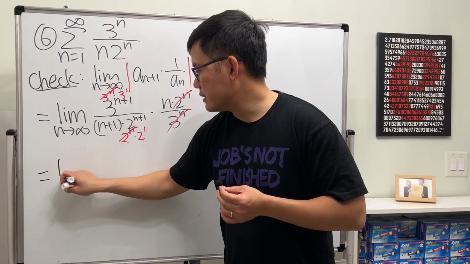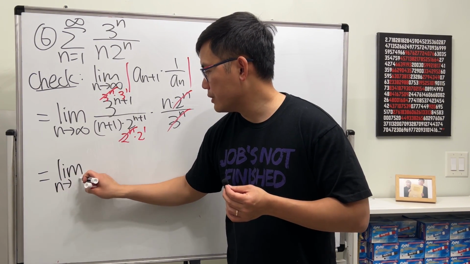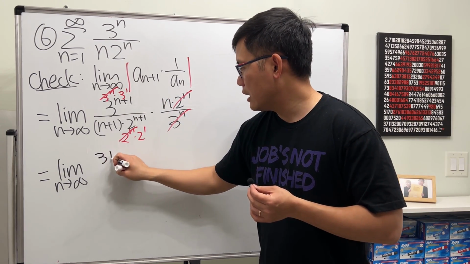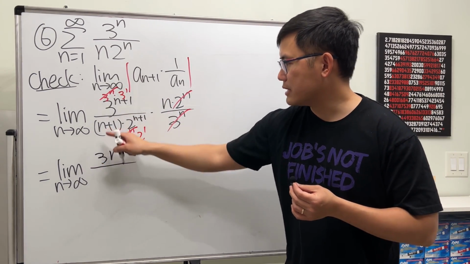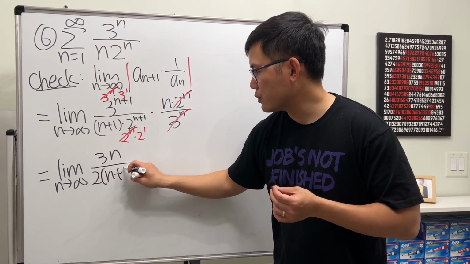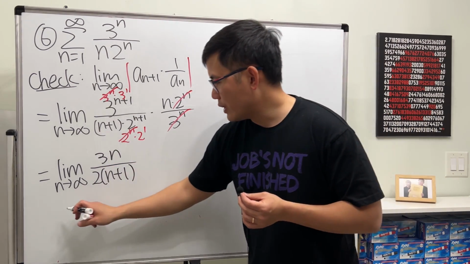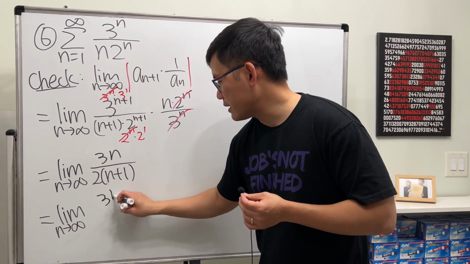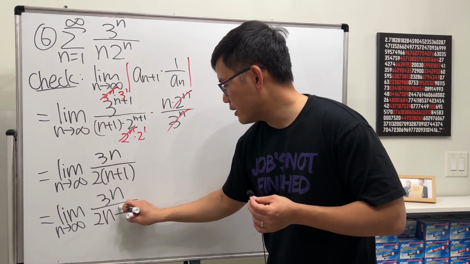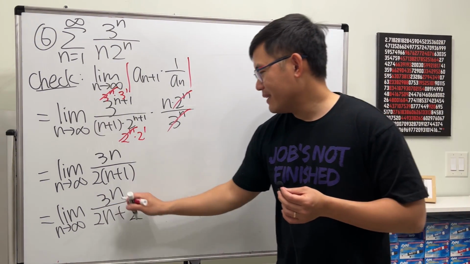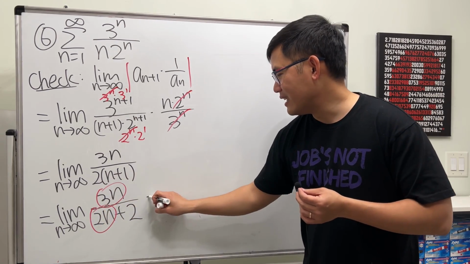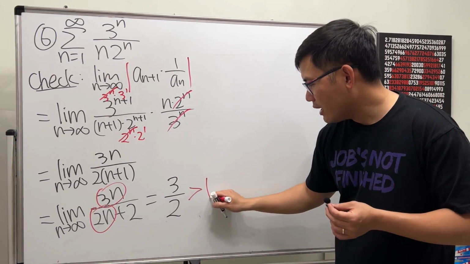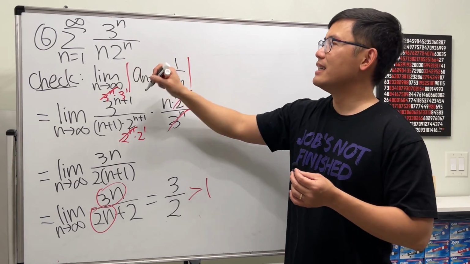Alright, this is the limit as n goes to infinity. On the top, we have 3n. On the bottom, we have 2 times that, so it's 2 times n plus 1. So in this case, we are actually looking at the limit as n goes to infinity. Let me just multiply this in to make it super clear. This time, as n goes to infinity, as we can see, the limit is 3 over 2, and that is greater than 1. Therefore, this series diverges.